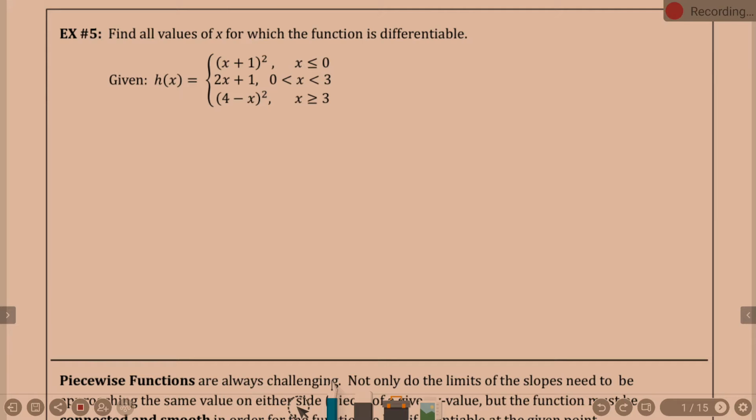Review synopsis from yesterday. Find all values of x for which the function is differentiable. Basically, are there any places where it's not differentiable? Well, there's an x, there's a 3, and there's a 0. So I'm assuming there's something there, something in between. In other words, those are the areas we need to investigate.